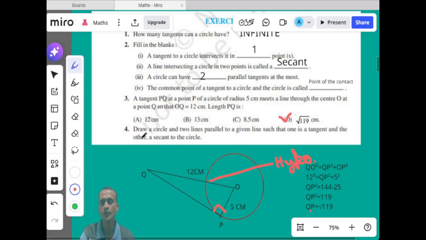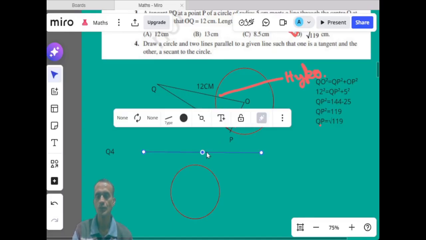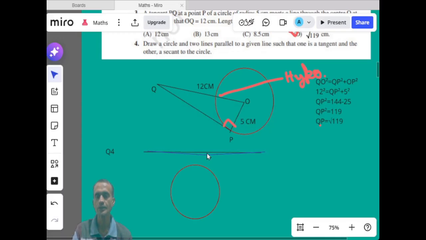Now we go to question number 4. Draw a circle, and two lines parallel to a given line such that one is tangent and the other one is secant to the circle. So we have a circle and we need to draw two lines parallel to a given line. Let the given line be this line. So one line is tangent to the circle.